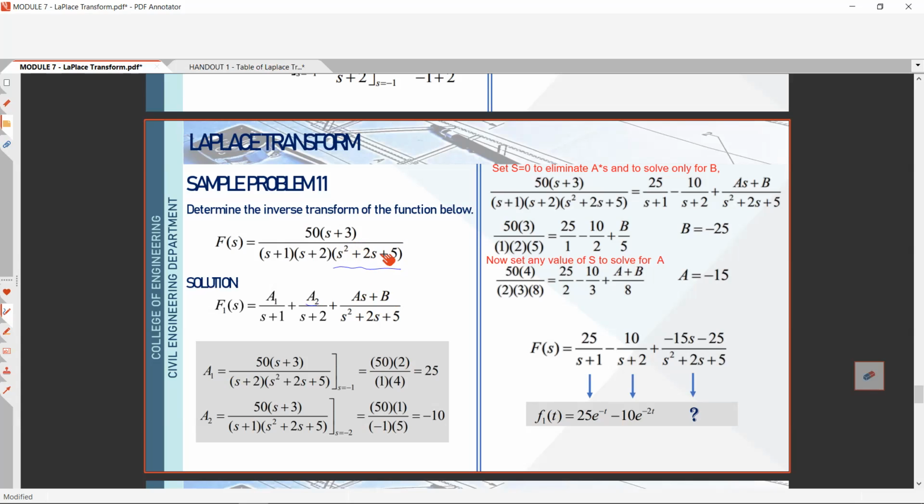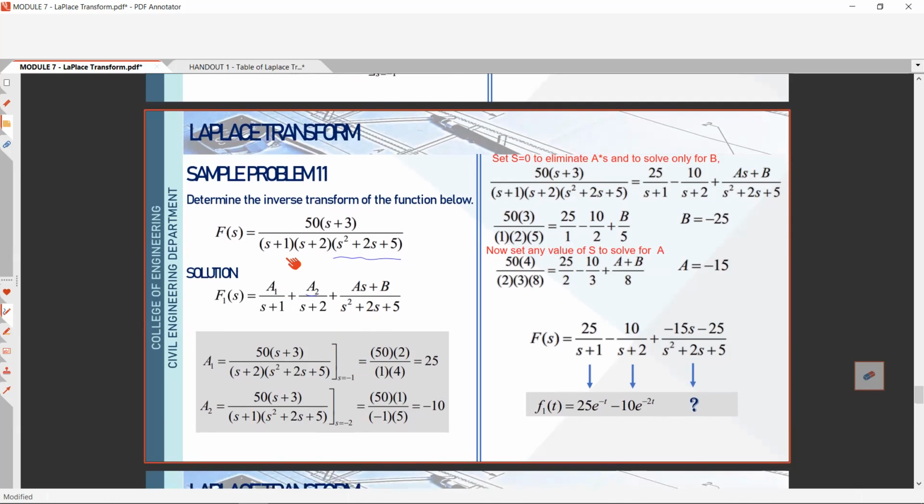Ulitin ko lang. If you cannot factor yung denominator, s squared plus 2s plus 5, you will need to add this one, As plus B. If yung denominator is a polynomial 2, kailangan one step order lang sila. Okay, one step order lang yung difference. Or kapag dinerivative mo to, the same sila ng order. Okay, ganon. Okay? So, ganito yung mangyayari. We have 1, 2. We need to find A sub 1, A sub 2, A and B.